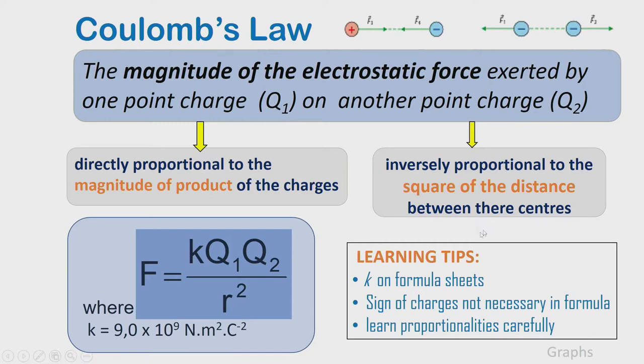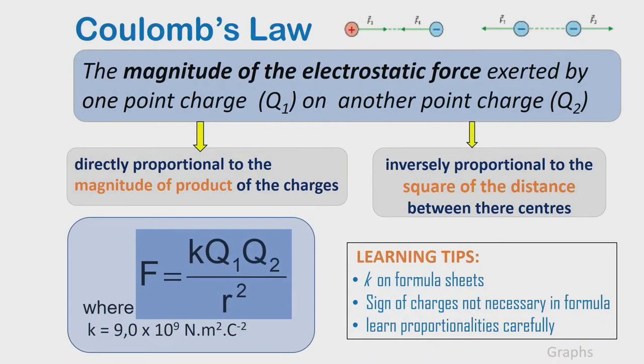One, K, you always find on formula sheets. And you don't have to put in the signs of the charge, in other words, negative or positive, when you use this formula. And, of course, we must be able to judge proportionalities. In other words, what we mean by that is we must be able to judge: long distance, weaker force; bigger charges, the greater the force. That is what we mean by directly proportional to the size of the charges, or inversely proportional to the size of the distance between their centers.